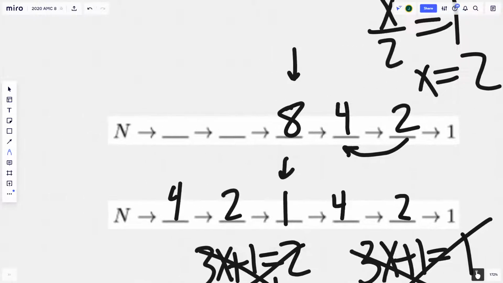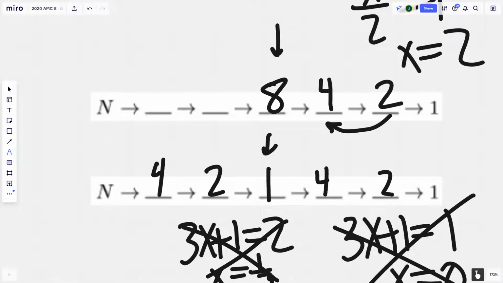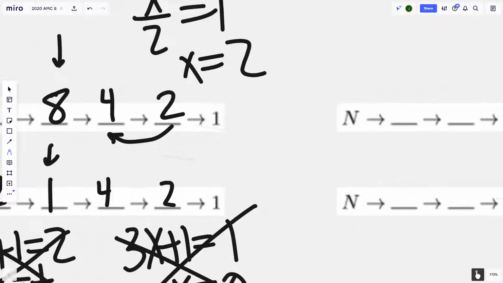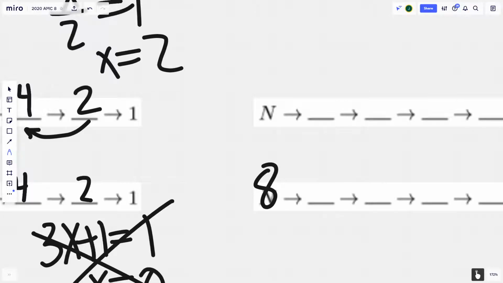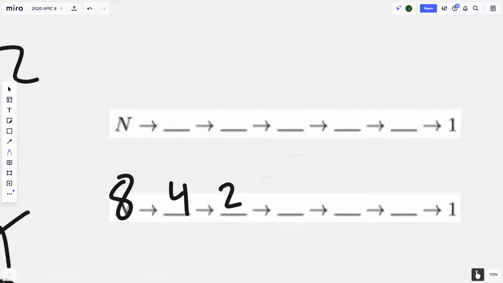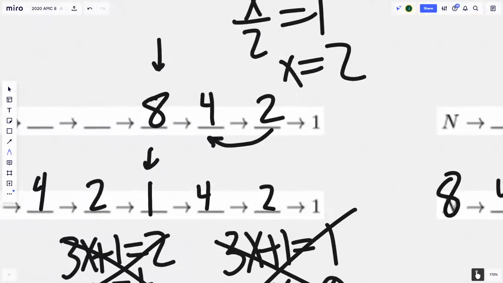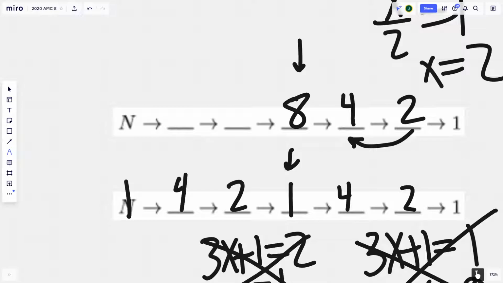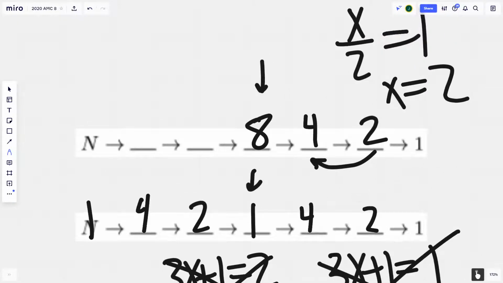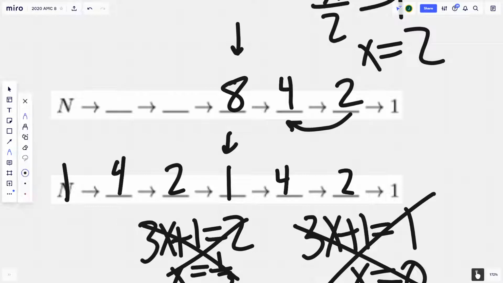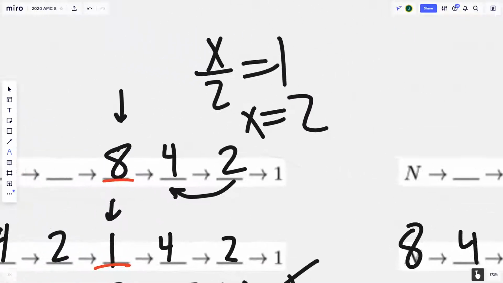Now, if you remember, what we just ended up solving here for the number before 4 had to be either 1 or 8. So we can use that to realize that n has to be either 1, or n could be 8 if we end up having the same sequence. So we could have 8, 4, 2, 4, 2, 1, 4, 2, 1, or we could have 1, 4, 2, 1, 4, 2, 1. And those are the only possible sequences we can have that start with 1 at this spot right here.